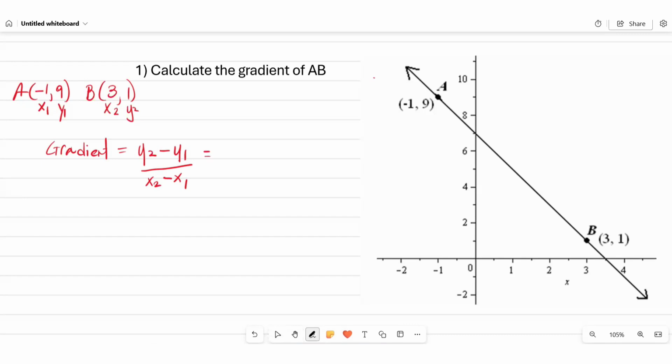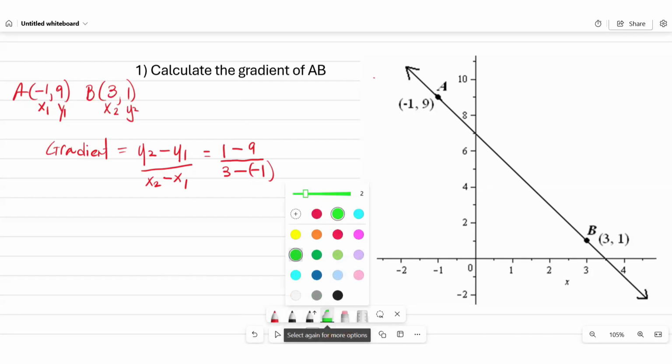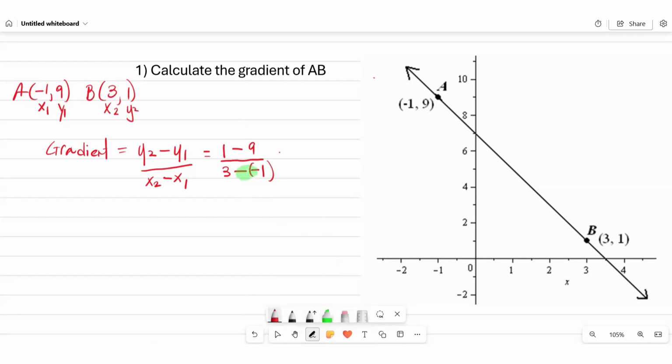So if we substitute, y2 would have been 1, and we're going to subtract y1, which is 9. x2 is 3. We're going to subtract x1, which is -1. We want to pay attention to the details. This subtraction here is a part of the formula, but this is a -1 that was coming. So we have to make sure that we don't ignore what's going on. So let us finalize this.